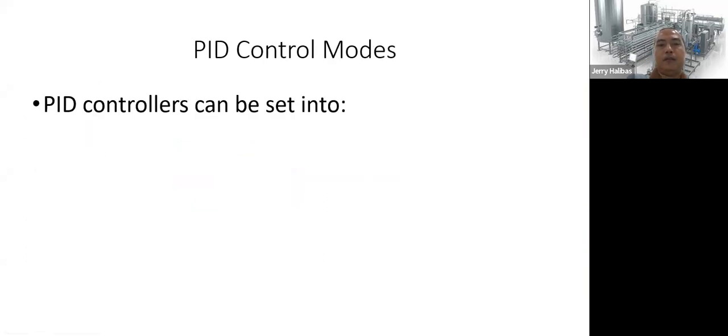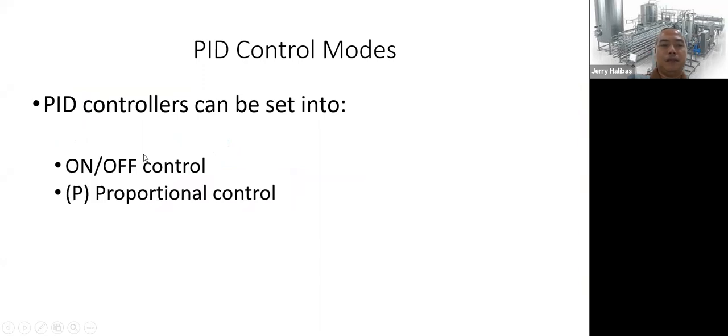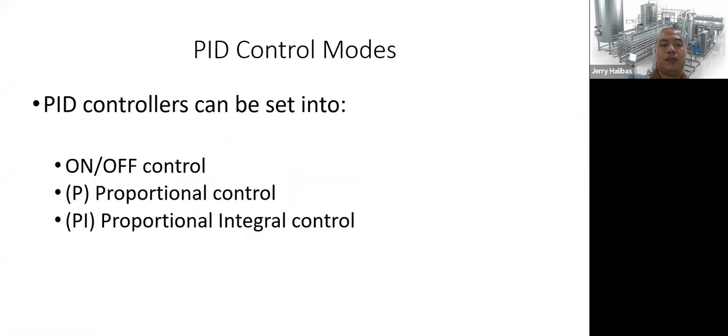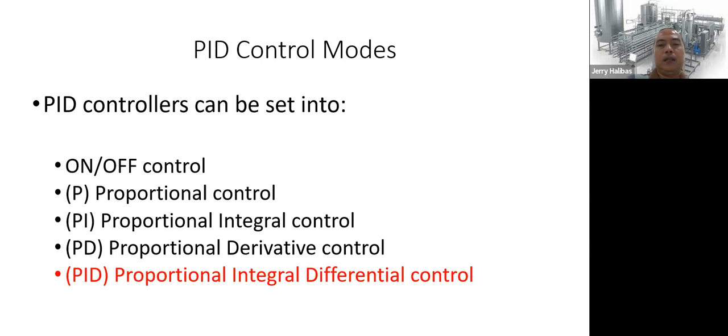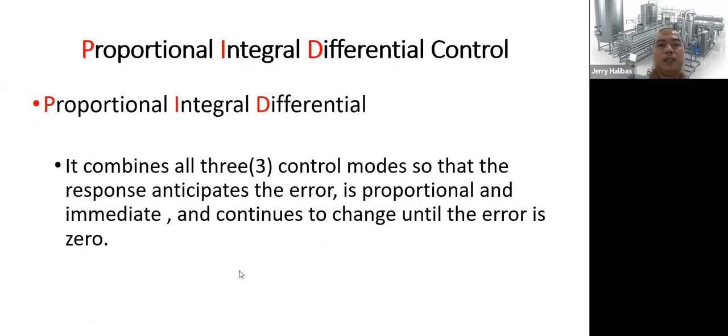Okay, so this is our last topic on the different PID modes. We're done with on-off control, proportional integral control, as well as proportional derivative control. So lastly, we are now into proportional integral derivative or differential control. So what is this? It combines all three control modes so that the response anticipates the error, is proportional and immediate, and continues to change until the error is minimum or zero.